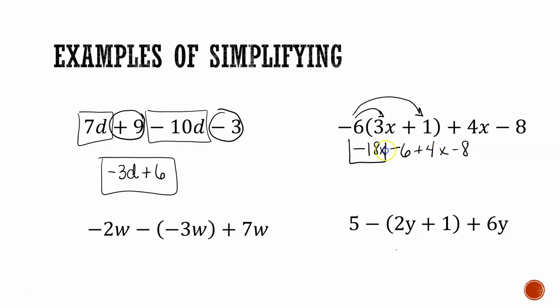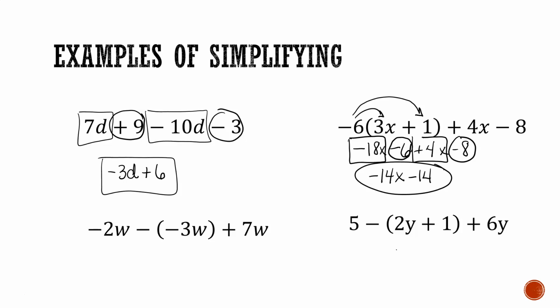So I'm going to combine all of my x's. So negative 18x and 4x is negative 14x. And then I'm going to combine any constants that I have. And remember, you're adding them. So negative 6 plus negative 8 is negative 14. And these two, not like terms, so you cannot go any farther.